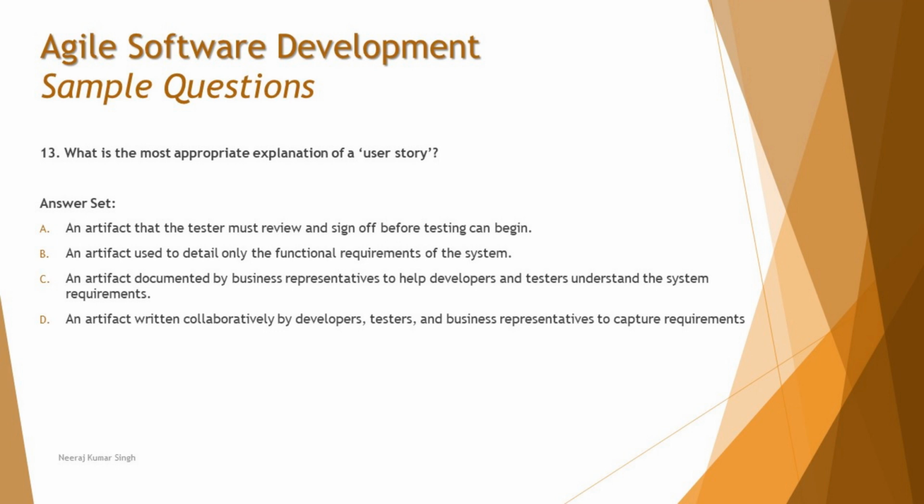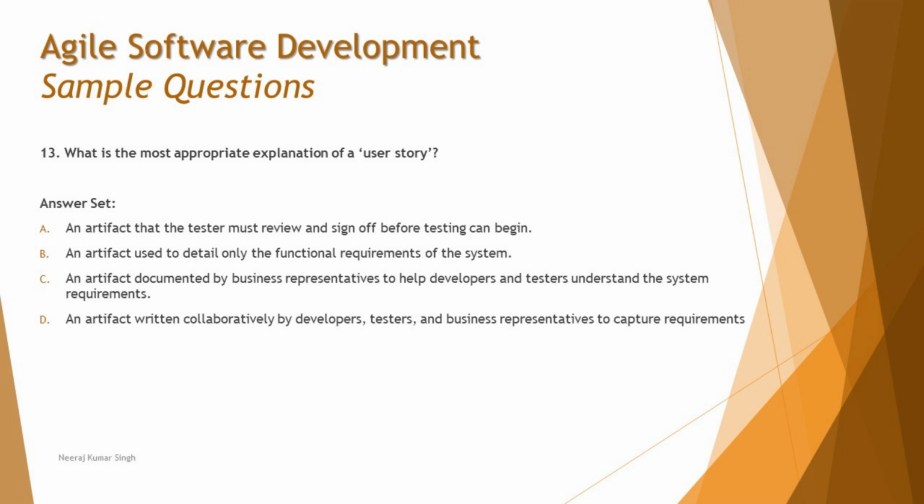C, an artifact documented by a business representative to help developers and testers understand the system requirements. Looks so obviously correct, but if you pay attention, the user story is written collaboratively, not by one person. Sometimes you may think C is absolutely right. Come on, boss, I should go with it. But no, though you know that requirements come from the customer, as per the principles of Agile, a user story is a collaborative writing activity.